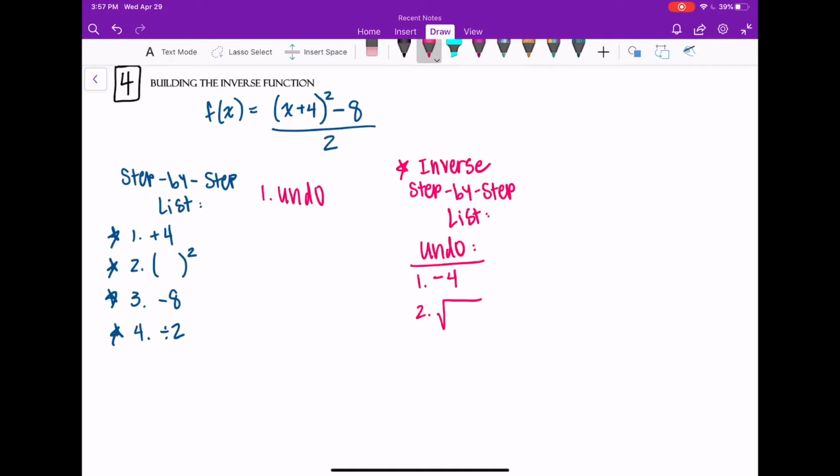Okay, how do we undo a minus 8? Plus 8. And how do we undo a divided by 2? We times 2. Okay, we have completed the undo stage of building an inverse function.